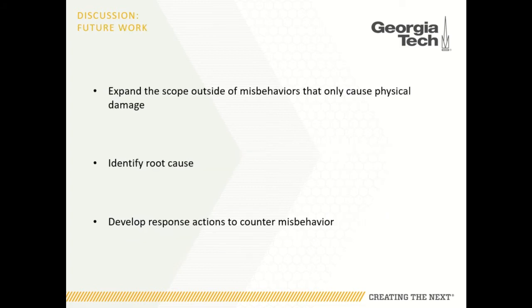For future work, I would recommend that the researchers expand the scope outside of misbehaviors that only cause physical damage and consider cyber damage as well. Another thing that needs to be expounded on is identifying root cause. An anomaly detection system for mobile robots that could first identify misbehaviors in sensors or actuators and then drill down to discover the root cause would be very useful. And then past that, develop response actions to counter misbehaviors once root causes can be determined.